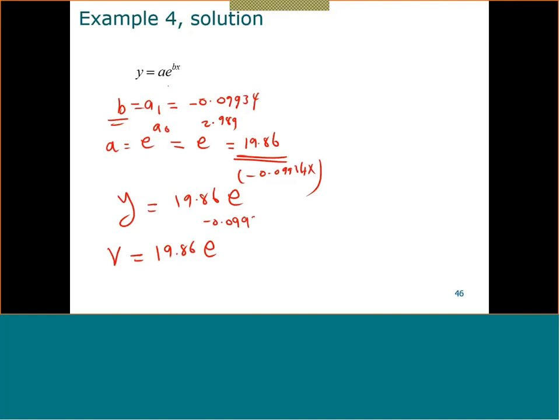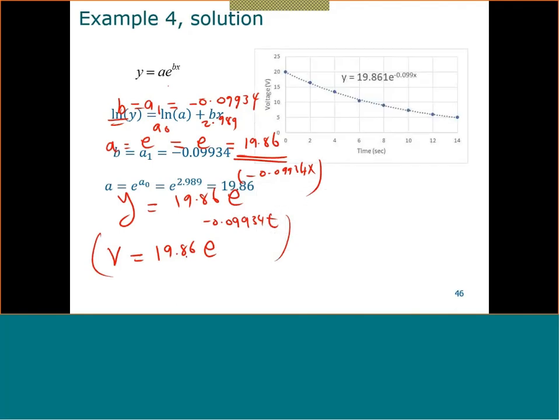If I use Excel, this is the function I got. You'll see there are slight differences depending on the significant digits that you are using, but it looks very close to this formula. So basically you now learn how you can generate a function from the trend line in your Excel sheet. Let me see your questions now.